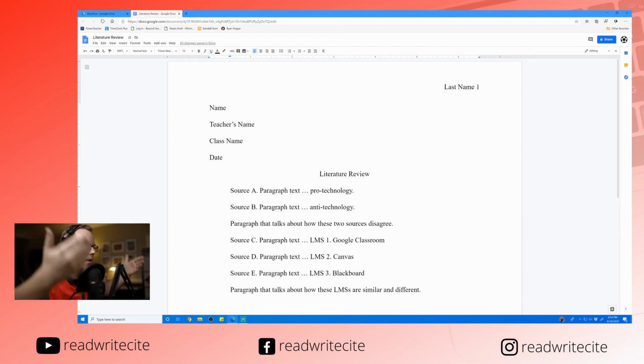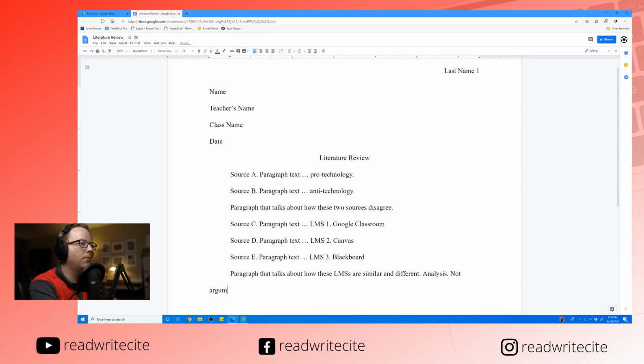I may have another paragraph that follows those three paragraphs that then talks about how each of these learning management systems are similar and how they're different. That would be another way to create synthesis and bring the sources together. Now, again, this is analysis, not argumentation. Argumentation is where you're trying to make a point and be persuasive. Analysis, you're making a case and you're explaining it, but you're just putting the information out into the world.